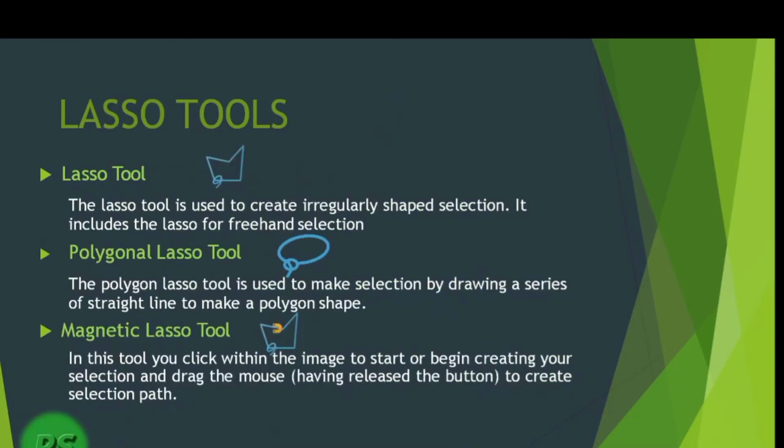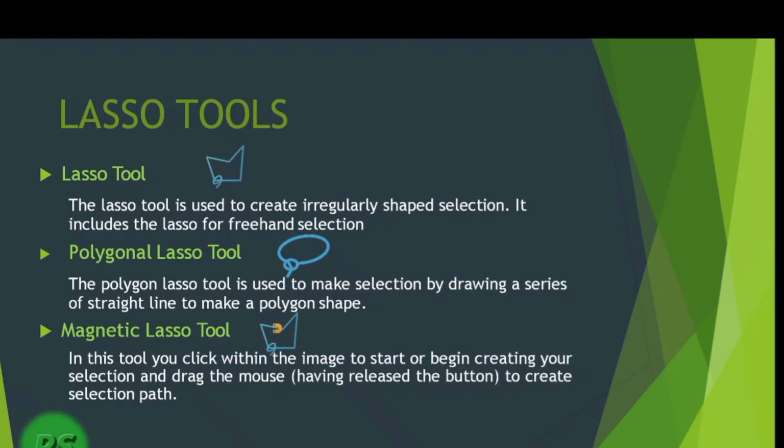Now, the next is the lasso tool. The lasso tool is used to create an irregularly shaped selection. Means if we want to select any shape in an irregular manner, then we will use the lasso tool. It includes the lasso for freehand selection, means it is a freehand selection tool. The next is the polygon lasso tool. The polygon lasso tool is used to make a selection by drawing a series of straight lines to make a polygonal shape. The next is the magnetic lasso tool.